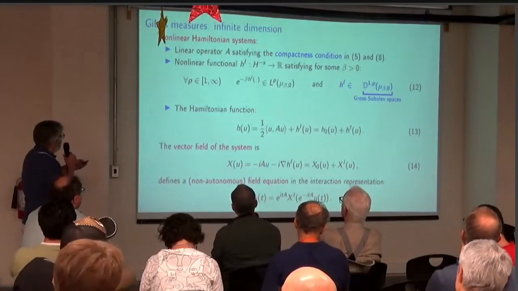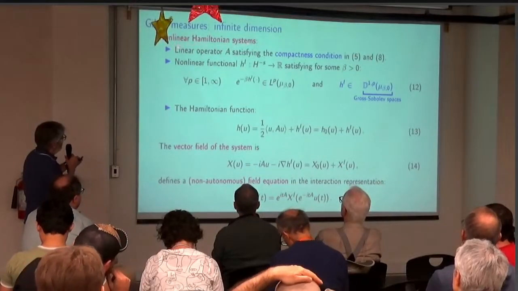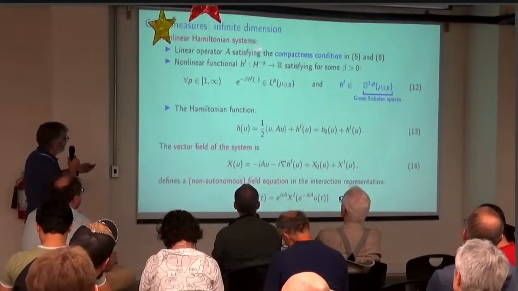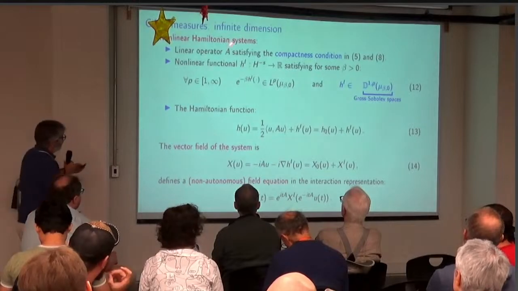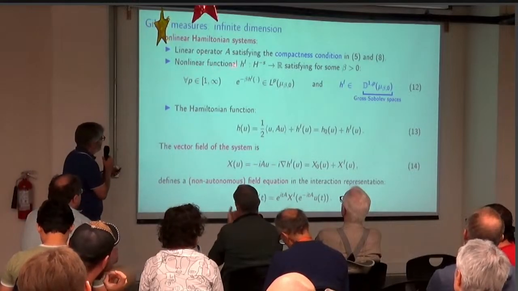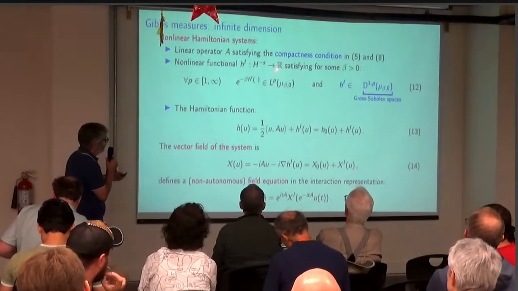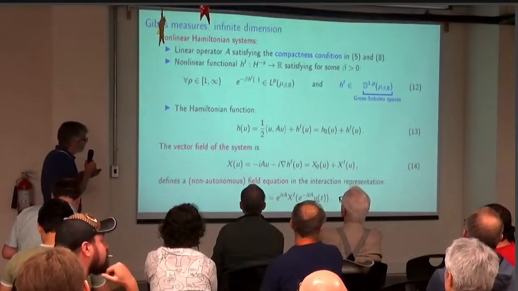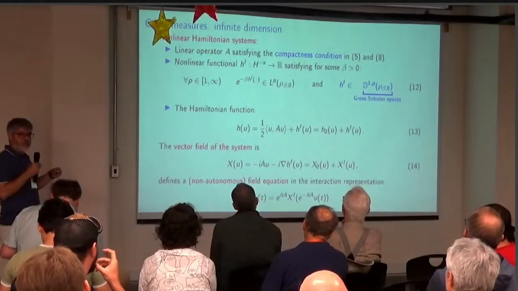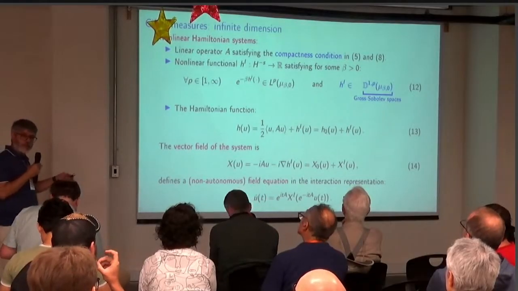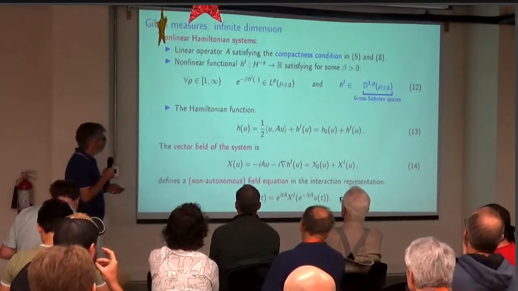Okay, so now let's move to nonlinear Hamiltonian systems. How do we build nonlinear Hamiltonian systems? We start from the linear one, with the compactness condition and the one about the eigenvalues. So you take any nonlinear functional defined on the negative Sobolev space, taking real values, and in principle I'm going to assume two conditions. In practice, this covers a lot of equations. I will show you later that most of the equations I'm interested in are already included in these conditions.